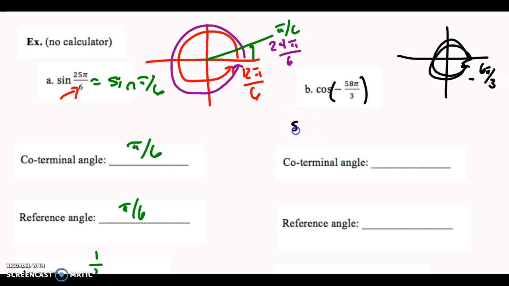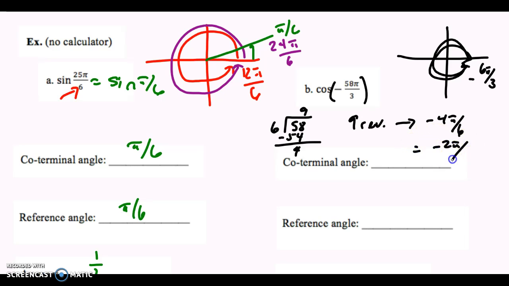So one way we could cut the work in half here is to do 58 divided by 6. If we do the math on that, we get 54 with a remainder of 4. So in order to see how many total revolutions, it's going to take 9 revolutions and an extra negative 4 pi over 6, which is a negative 2 pi over 3. So I'm really going around negative 2 pi over 3, which is right here. So the coterminal angle is going to be 5 pi over 3.